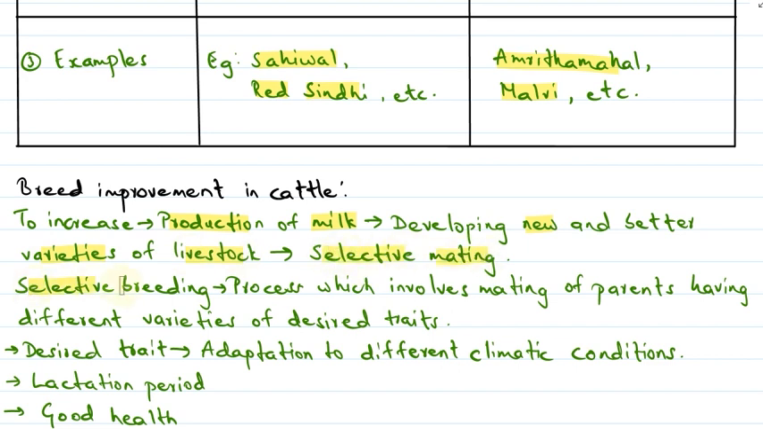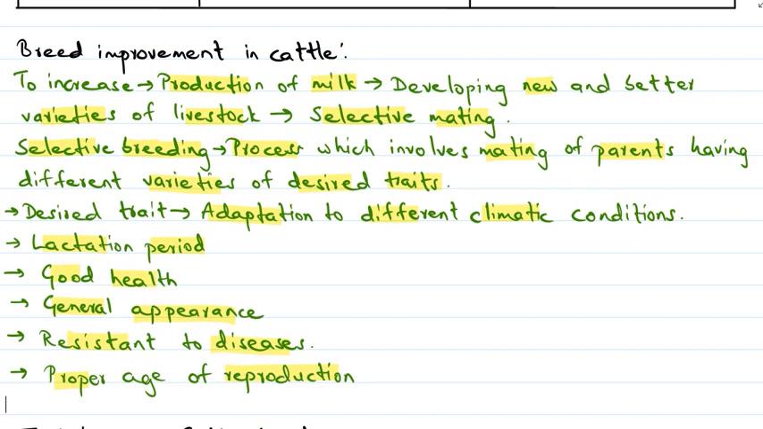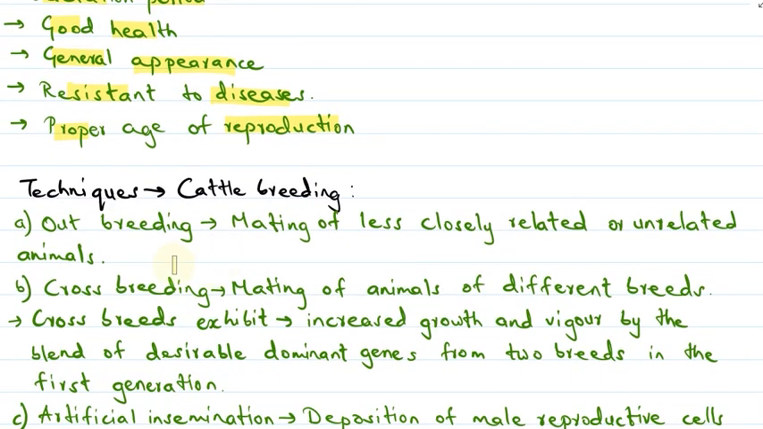So how can we define selective mating or selective breeding? It is a process which involves the mating of parents having different varieties of desired traits. The desired traits that we often look for in cattle during selective breeding are adaptation to different climatic conditions, lactation period, good health, general appearance, resistance to diseases, and proper age of reproduction.